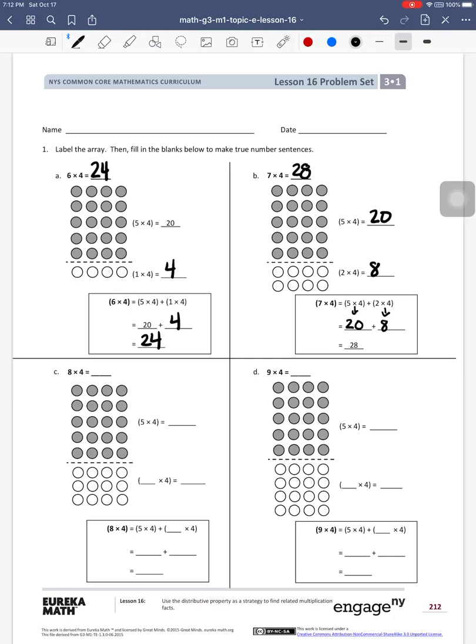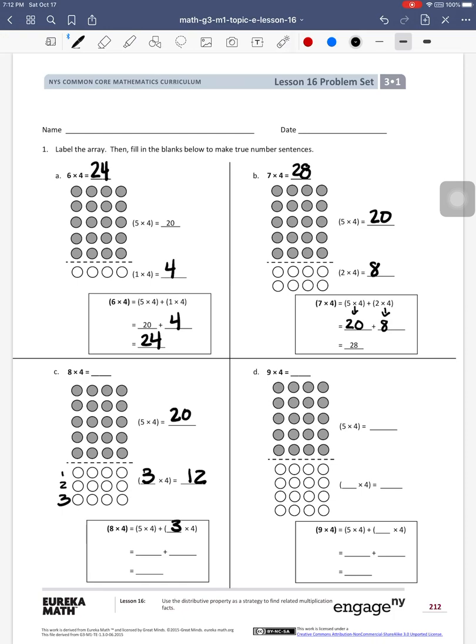C, 8 times 4, and now we have it broken down. So 5 times 4 again, we know equals 20. Then on the bottom, we see 3 times 4, because we have 3 rows. 1, 2, 3. So we'll write 3 times 4. And 3 times 4 equals 12. So 8 times 4 equals 5 times 4 plus 3 times 4.